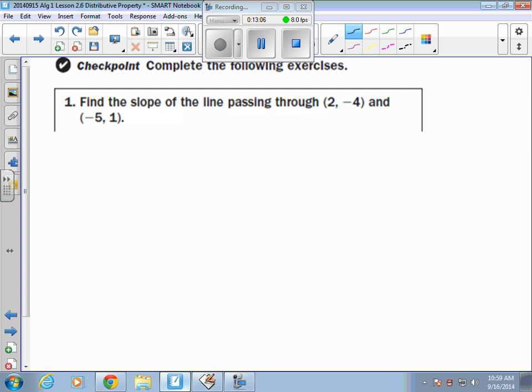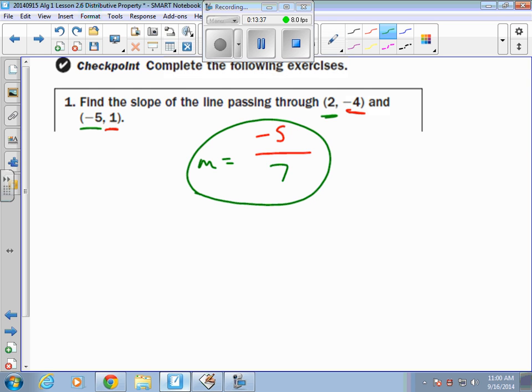Here's our first checkpoint. It says find the slope of these two. Your change of y over your change of x. So negative 4 minus 1. Notice I might have done it a little different than y'all did. If you used y sub 2 first, then you went 1 minus the negative 4. Watch how it's going to come out to be the same. Negative 4 minus 1 is going to be negative 5 over 2 minus a negative 5. That means plus 5. So 2 plus 5 is going to be 7. You probably got the same negative 5 over 7 if you went the other way.